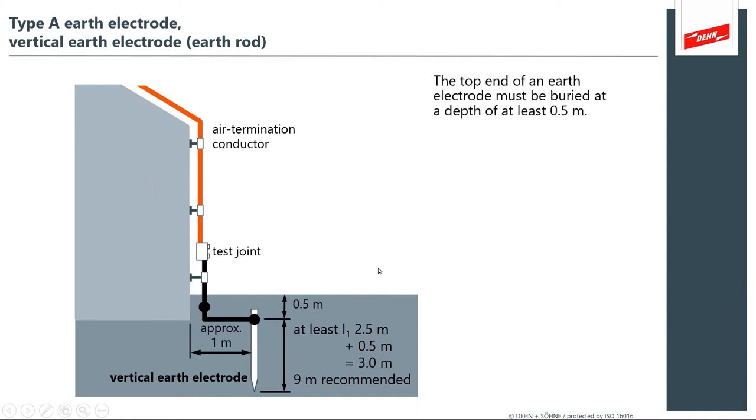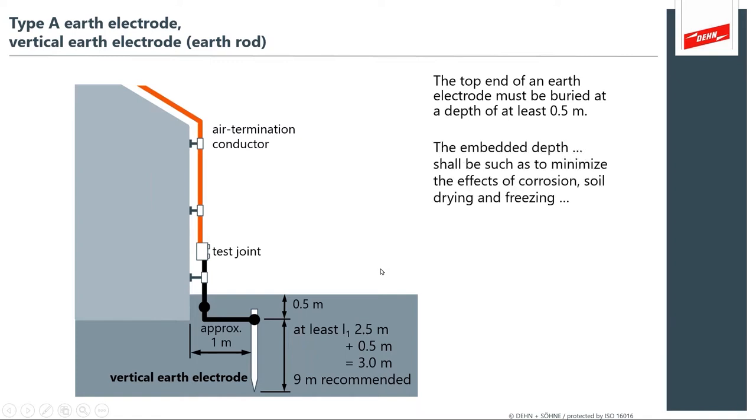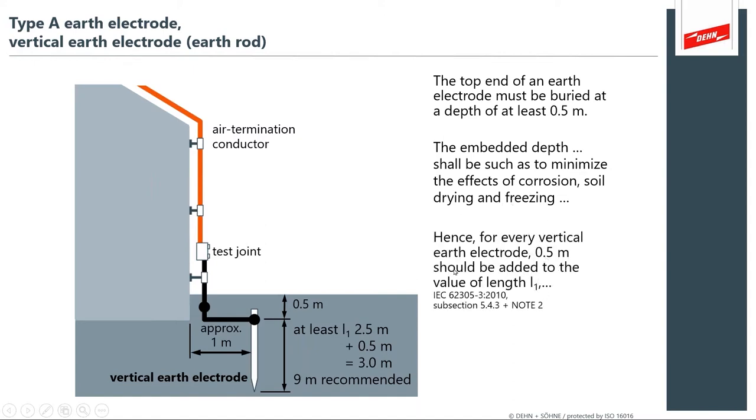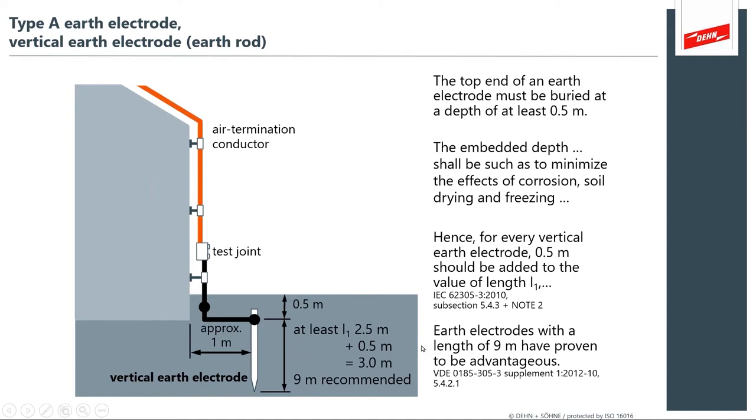We've got a few points to make sure of. Again, the depth that it's buried. We've got to pay attention to such things as minimizing effects of soil corrosion, frost heave, freezing, and the spacing of the electrode away from the side of the building. And 1/2 meter should be added to the length if you're going horizontal. Earth electrodes with a proven length can be advantageous, of course.